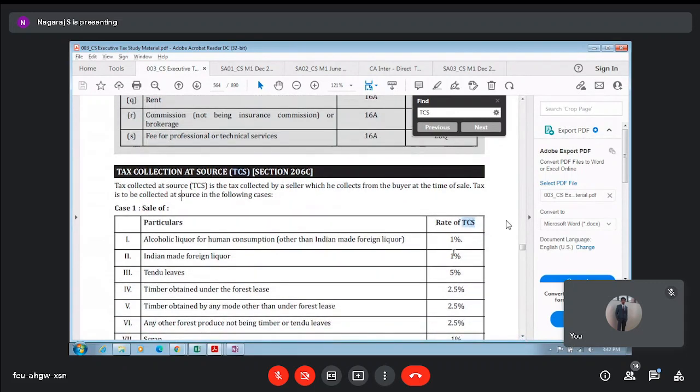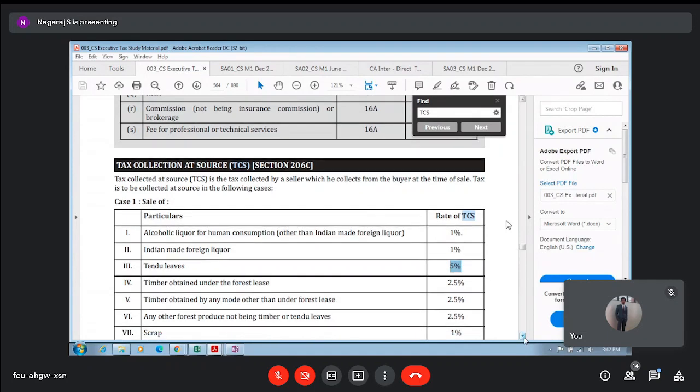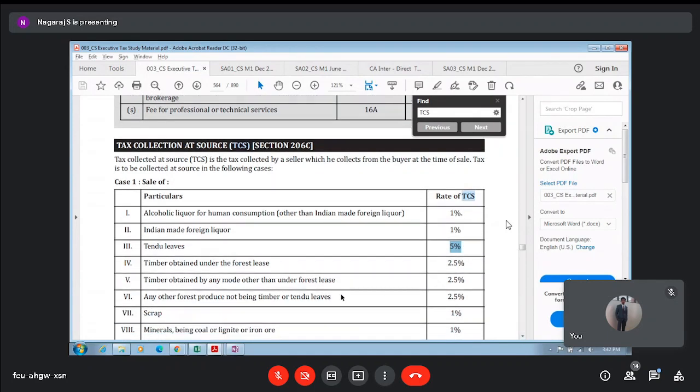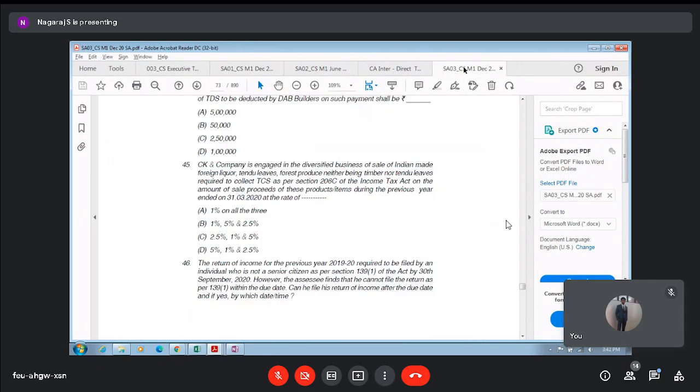Indian made foreign liquor, what is the TCS rate? 1%, sir. What is the tendu leaves TCS percentage? 5%. What is the forest produce? 2.5. Any other forest produce not being timber or tendu leaves? 2.5. 2.5. What is the question they are asking?